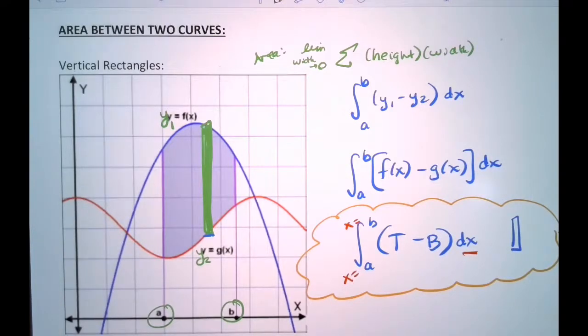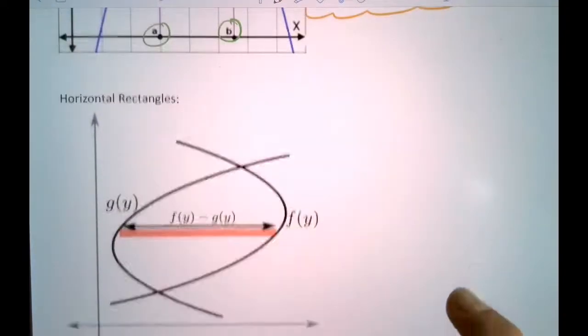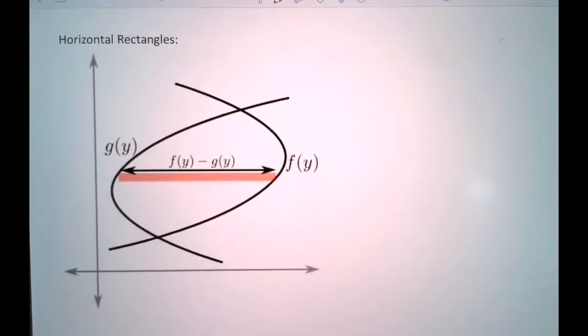If you drew your rectangle vertically, then you're going to say the integral of the top function minus the bottom function dx. And again, look on the x-axis to find those limits of integration. If you have the different perspective, now this is different. You have not really discussed a lot of functions of y. That would be x as a function of y.